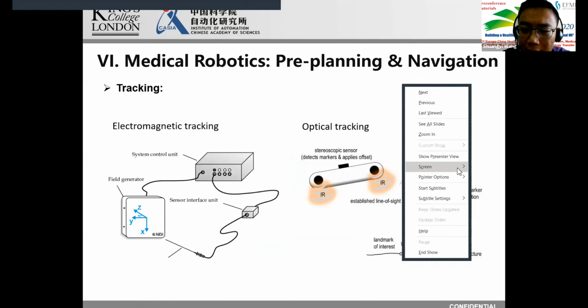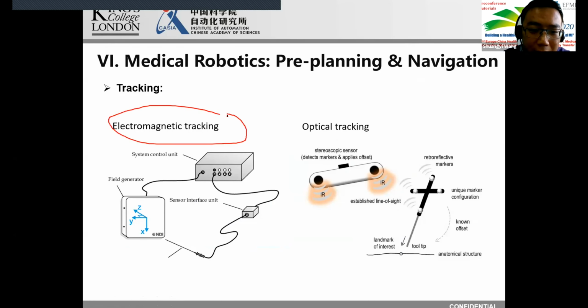One is electromagnetic tracking, and very importantly, it is a very famous device from NDI, which is the EM tracker. Basically, you put the tracker at the end of your tool, and you have your field generator, which can generate a magnetic field, and that will tell you where your tool is positioned and oriented in 3D space.